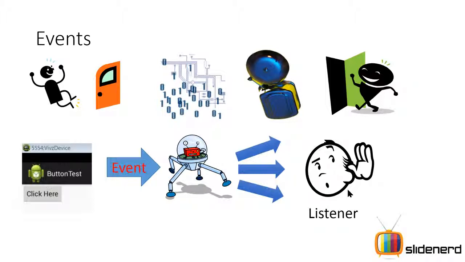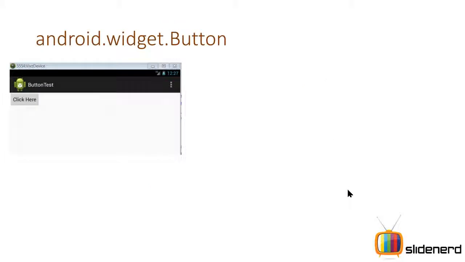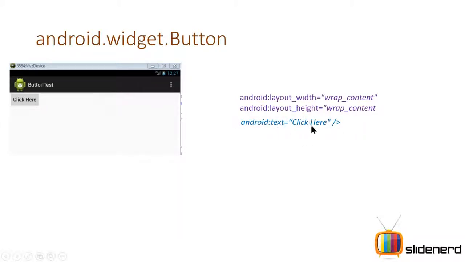Let me go ahead and talk about how your button works in the first way. So here you have this button over here. As you can see on my emulator, I have the screenshot of a button which says click here. You have wrap content and wrap content for layout width and height. I've discussed this width and height in my previous videos. You can go ahead and check them out. Then there's this Android text, which is click here.